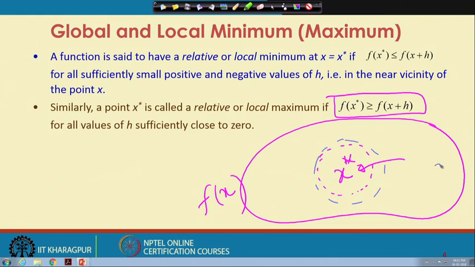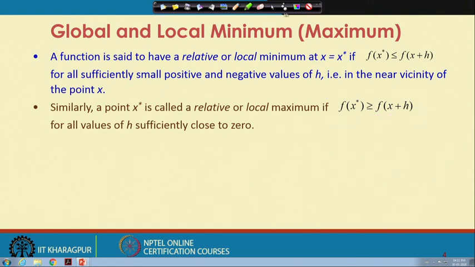But let us say I have a point here x star where the function value attains minimum when you consider this entire domain, then this is the global minimum. If this corresponds to the point where function value attains maximum, then this becomes the global maximum. So, the global minimum or global maximum is the point where the function value attains minimum or maximum when you consider the entire domain over which the function value is defined.